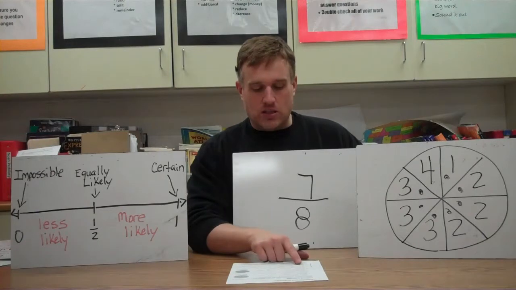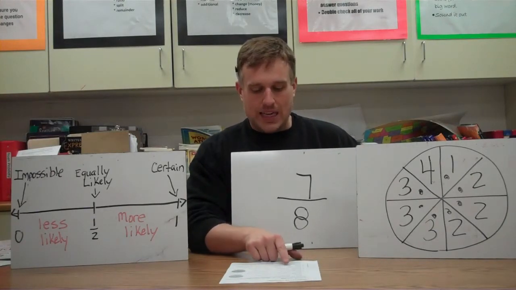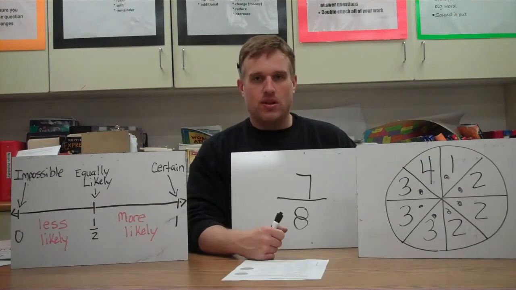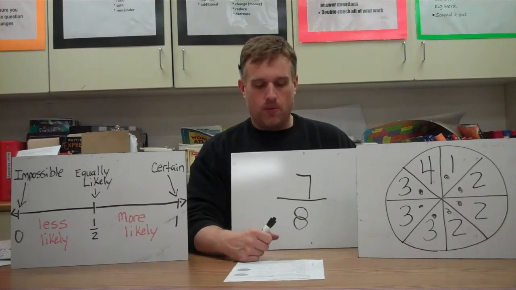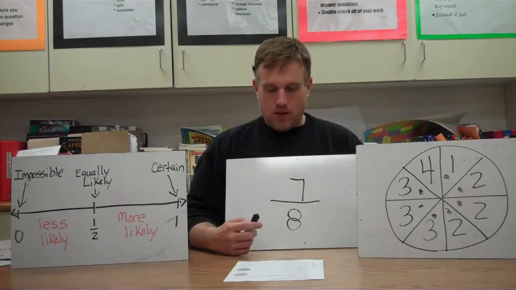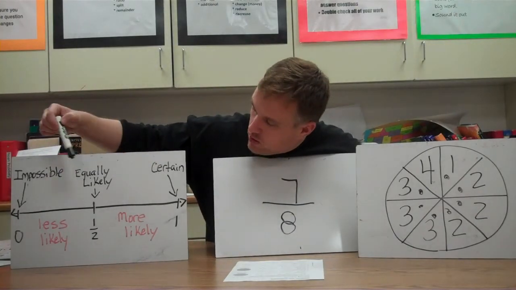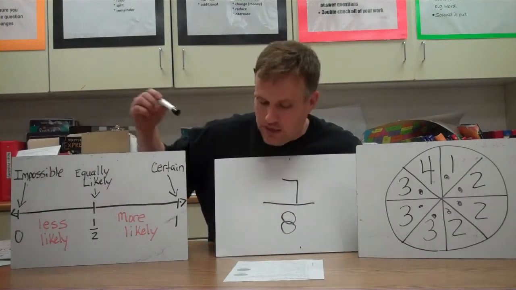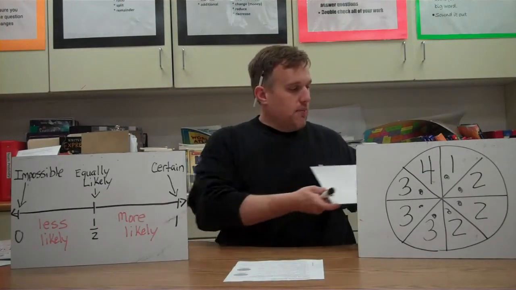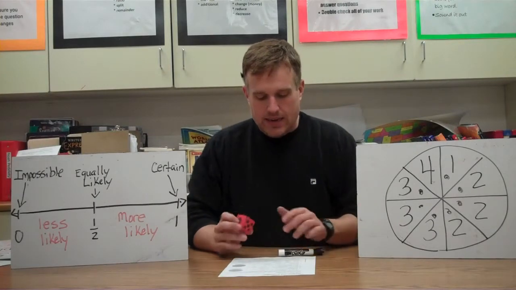Okay? So is it certain that I will land on a number less than 4? Is it likely I'll spin on a number less than 4? Or is it impossible that I'll spin on a number less than 4? Okay? So I have a 7/8 chance. Okay? And again, if you need to, you can look back over here. Certain, equally likely, impossible, more likely, less likely. Okay? That's number 7.